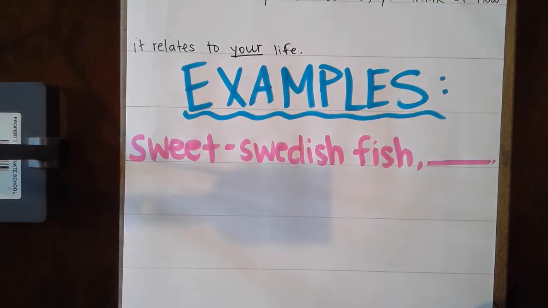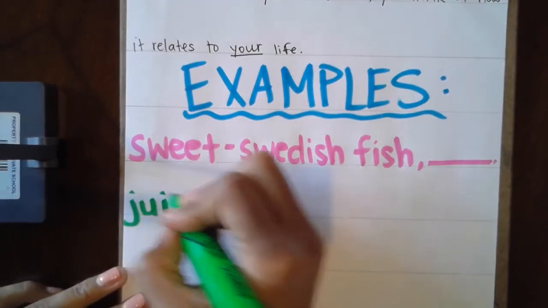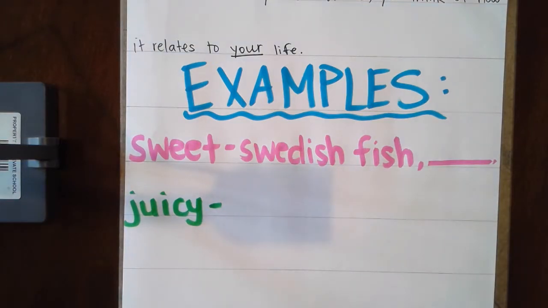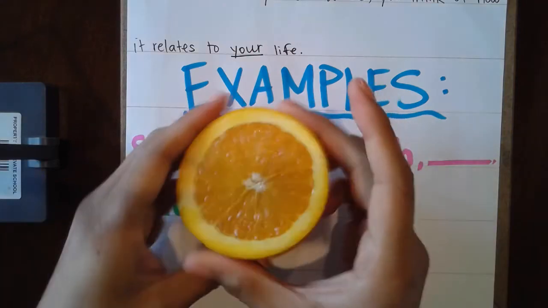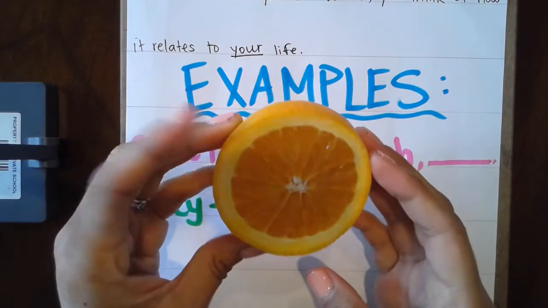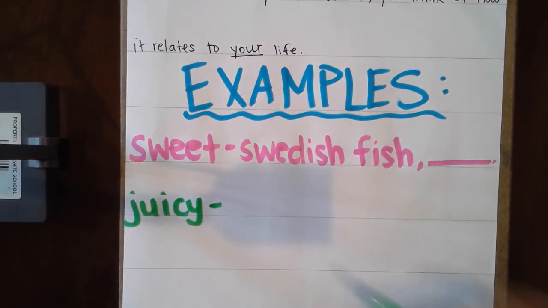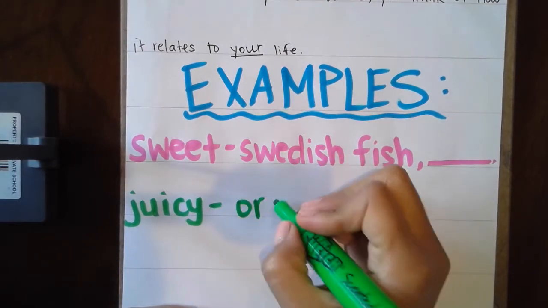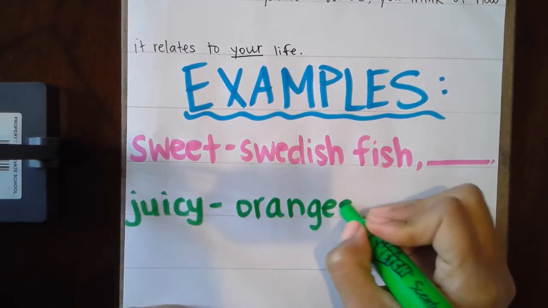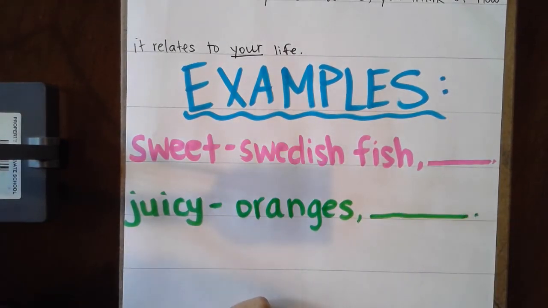Our next example will be juicy. Think of a time where you ate something juicy. What does that word, juicy, remind you of? For me, it reminds me of a juicy orange. Ooh, delicious. Not everybody likes oranges, but I certainly do, and that word reminds me of oranges. So I'm going to write juicy, dash, oranges. What does juicy remind you of? You can write in your example there.